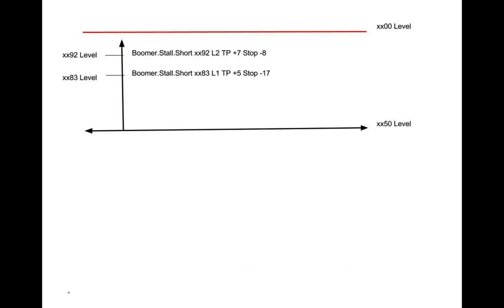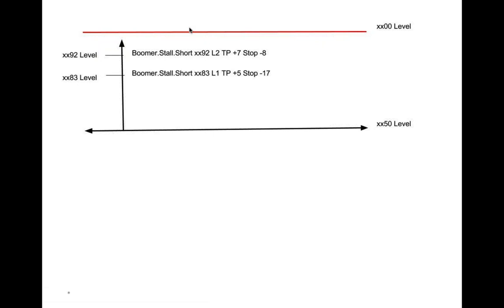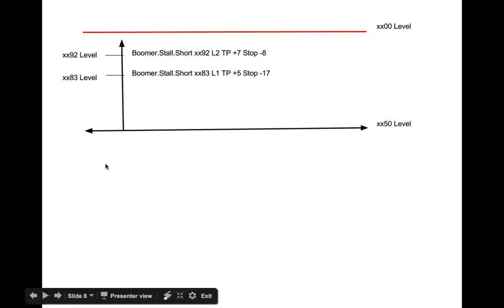So the other potential stub trade on the boomer side is above the 50 level. Here, if the price rises above the 50 level, it starts below and then rises above the 50 level. We sell the 83s, we sell the 92s. The exact same structure. Take profit at 5, take profit at 7 here, and again we're defending against the 00 level. If it hits the 00 level, we're stopped out. So there's just one little stub here on that particular structure.